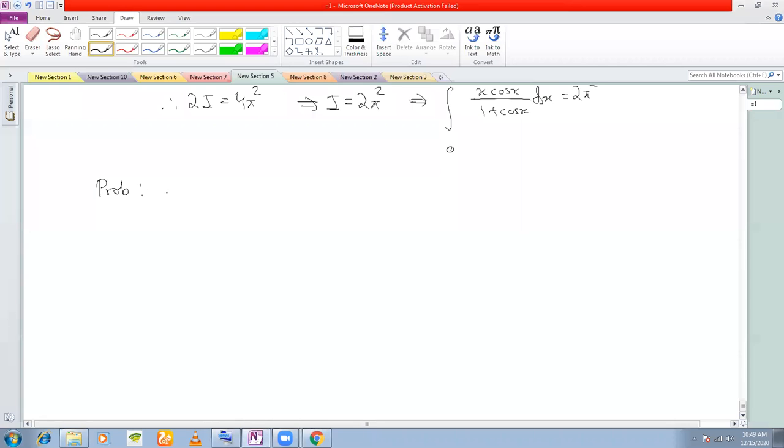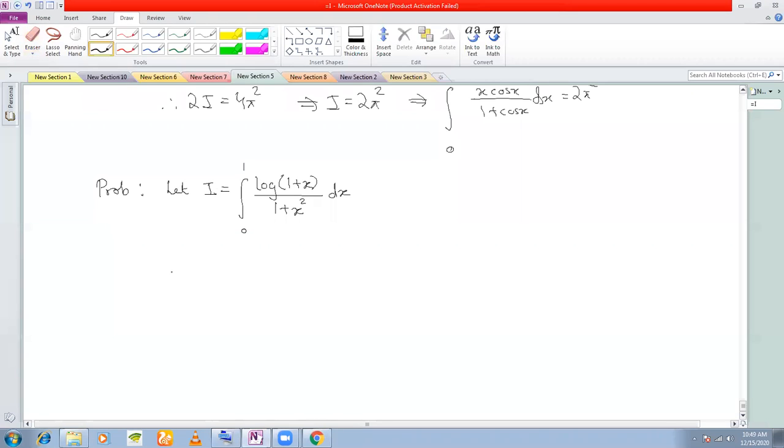The problem is I is equal to integral 0 to 1 log(1 plus x) by 1 plus x square dx. Okay, this is the problem. How to solve this?